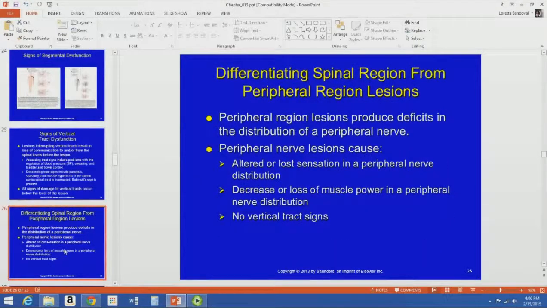We talked a little bit about this in the peripheral chapter. Peripheral nerve lesions produce deficits in the distribution of a peripheral nerve: altered or lost sensation in the peripheral nerve distribution, decrease or loss of muscle power, and no vertical tract signs, so nothing below that level.